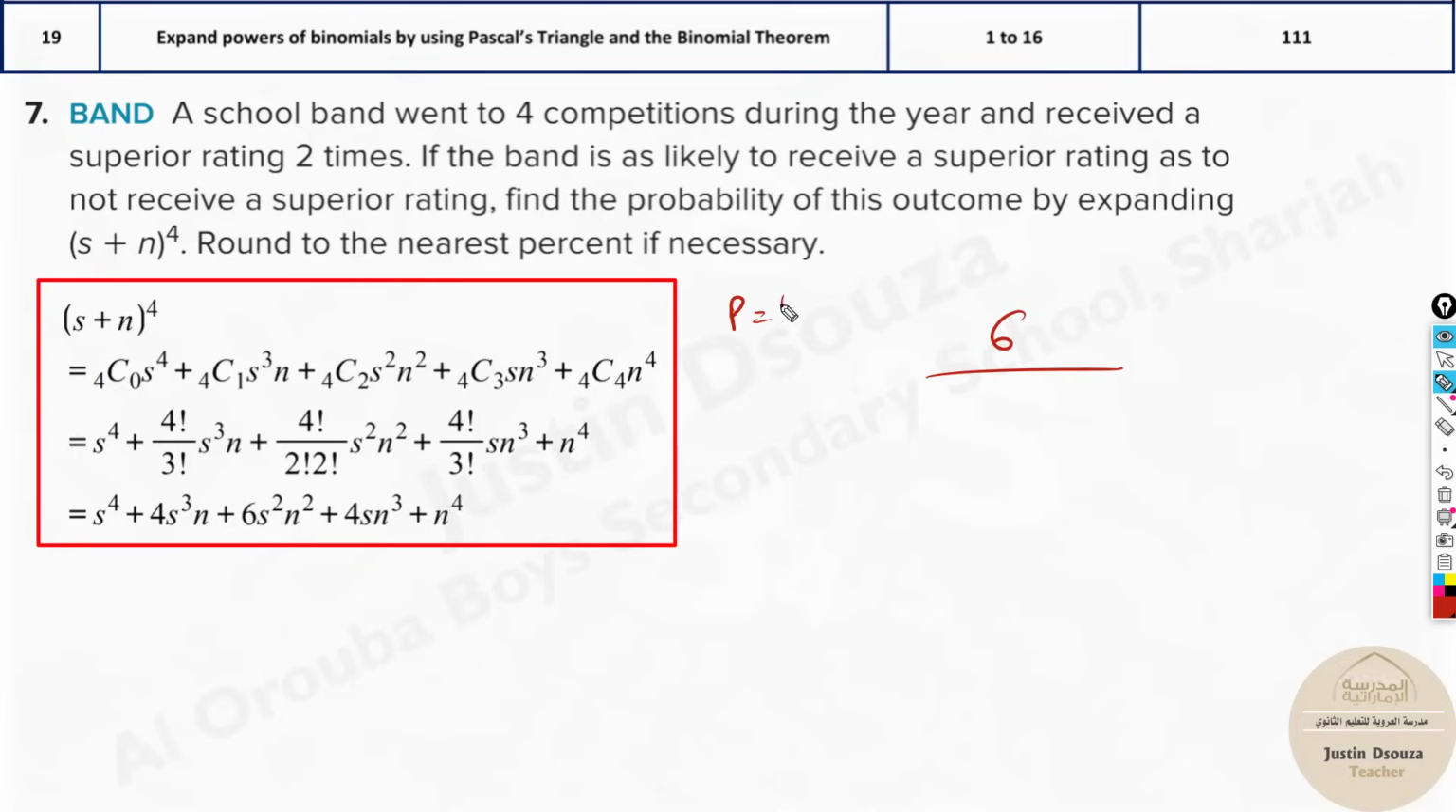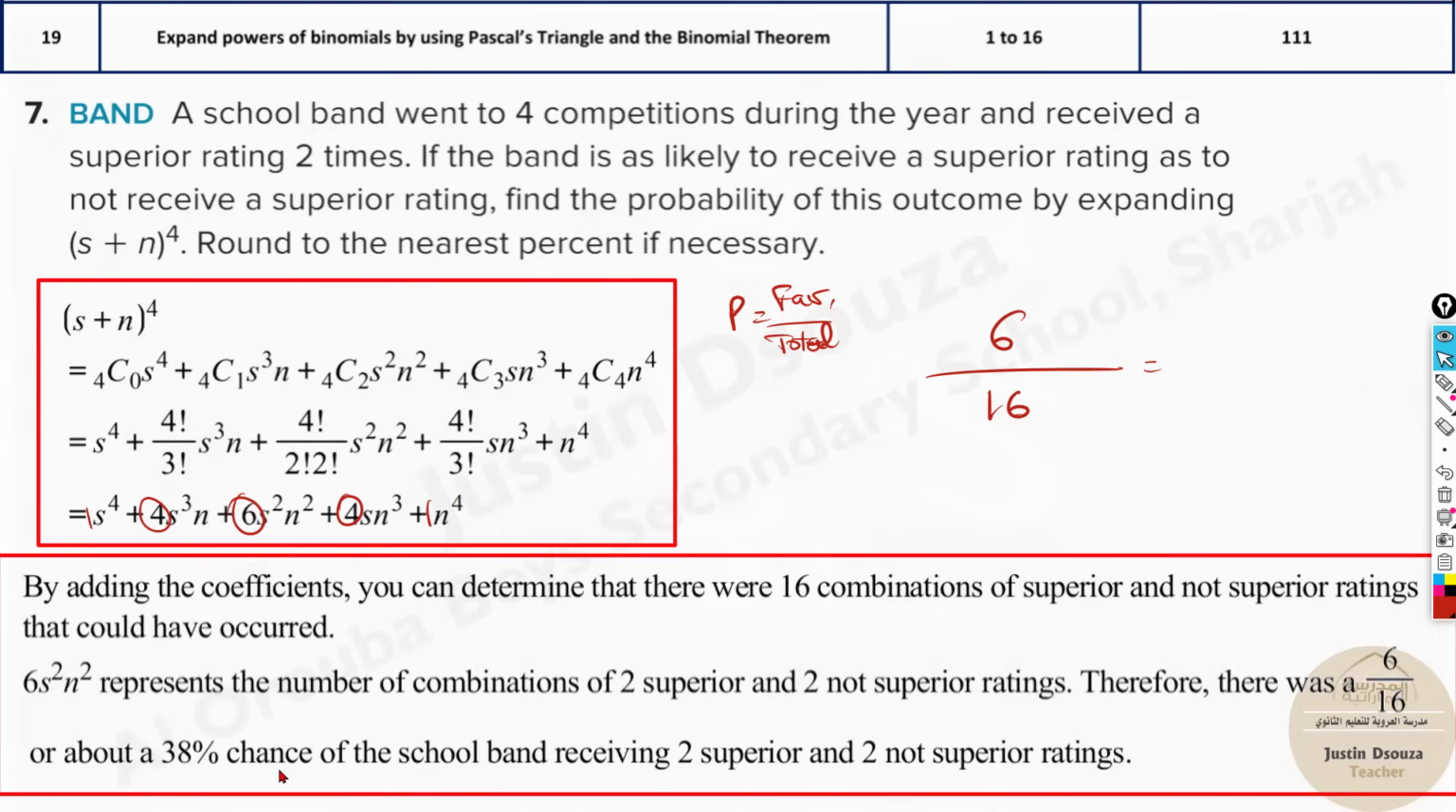Probability is what? Favorable outcome divided by total outcome, right? Favorable or desired, okay? And total. So here 6 is favorable. What is the total? Add them all up. 1 plus 4, 5 plus 6, 11 plus 4, 15 plus 1, 16. So this is the probability. Just put it in the calculator. You should get the answer.